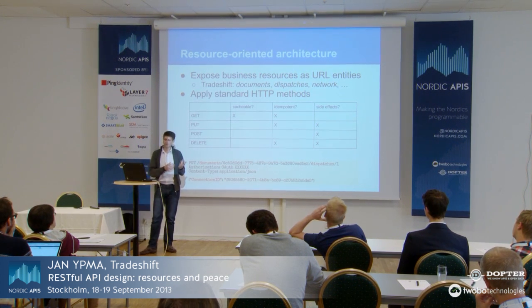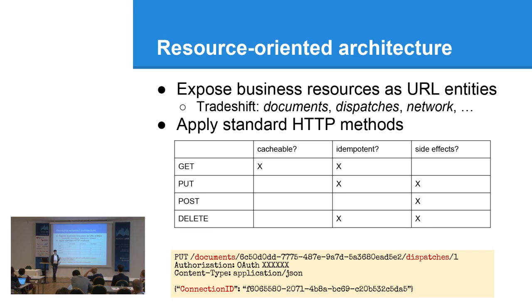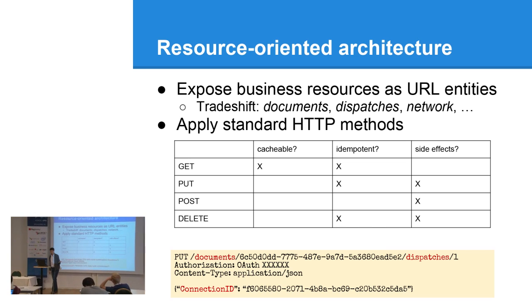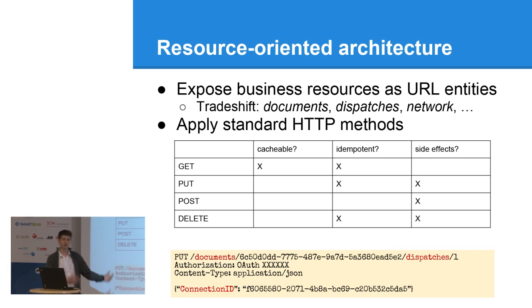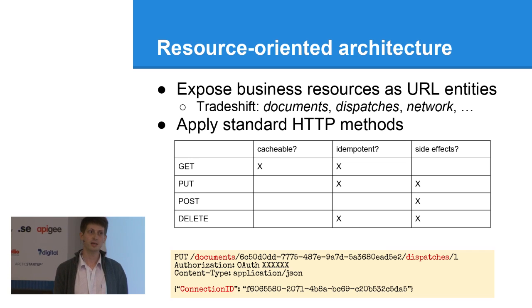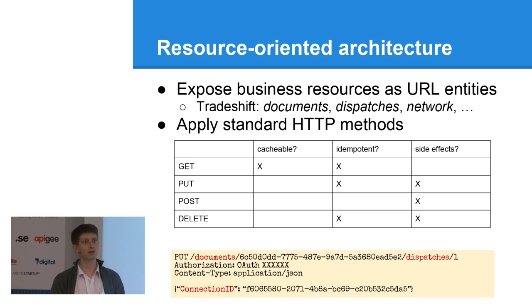That you look at what does my business actually work with. In case of Tradeshift, we work a lot with documents. We have a network where your contacts sit, and the documents can be dispatched to those contacts. So we have those three concepts. So I would design my URLs around that, the entity locations where I put these things. And that's sort of what my URL namespace would look like.